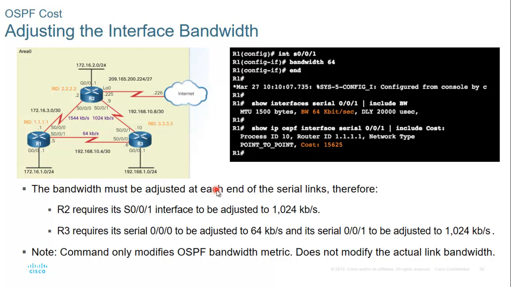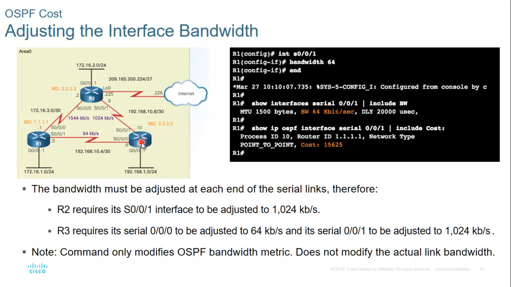The bandwidth must be adjusted at each end of the serial links. Therefore, R2 requires its serial 0/0/1 interface to be adjusted to 1024 kilobits per second. R3 requires its serial 0/0/0 to be adjusted to 64 kilobits per second, and its serial 0/0/1 to be adjusted to 1024. So once you adjust in one router, you have to make equal adjustment on the other side. Okay? Because you don't want one to say this is a bad route and then the other to say this is a good route. So you have to adjust it.